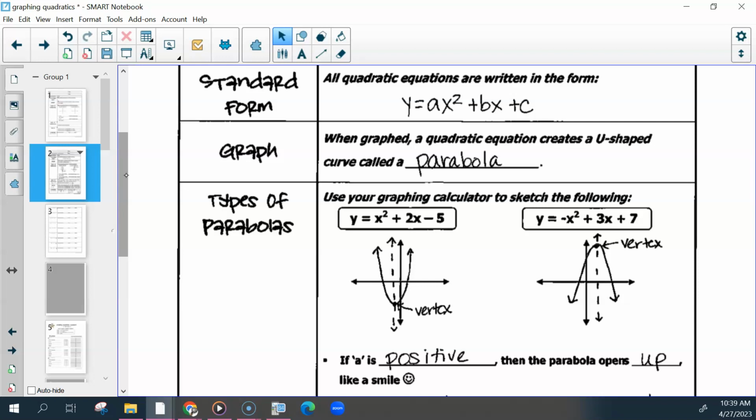So we are now in Unit 11. There's only one more unit after this. But Unit 11 is quadratics. We've talked about these before, but not exactly. We haven't said these names and things like that.